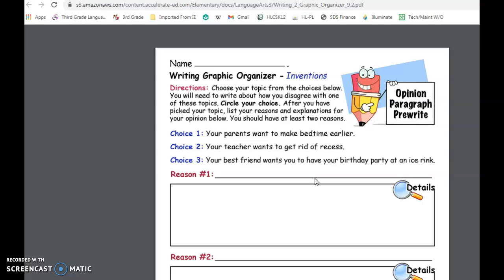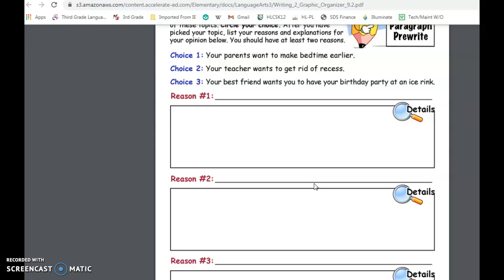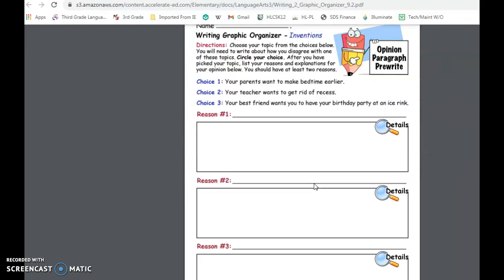Your parents want to make bedtime earlier. Your teacher wants to get rid of recess. Your best friend wants you to have your birthday party at an ice rink. So again, you are just picking one of those. After you pick that, you have to list reasons for your opinion. Okay, so let me shrink this down. So let's go ahead and go through an example together.